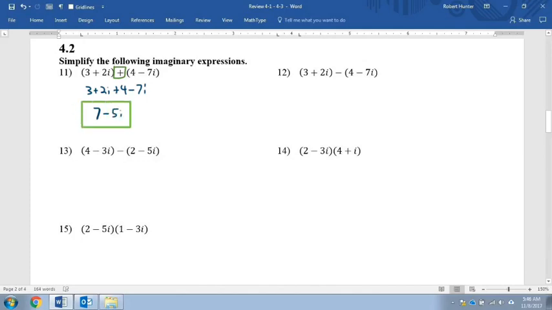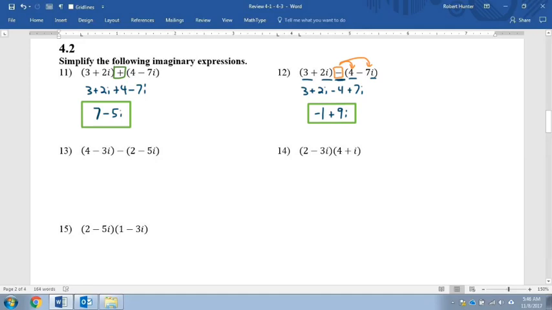Cool. However, with 12, you do have something to distribute. You have to distribute the negative. Don't forget that. That's a common mistake all throughout Algebra 2. So we got 3 plus 2i. Distribute the negative, I got minus 4 plus 7i. Alright? And now combine your terms. 3 minus 4 is negative 1. And 2 plus 7 is 9. So 9i. So I've got the exact same 4 terms, but I put a negative in here instead. And you get negative 1 plus 9i.